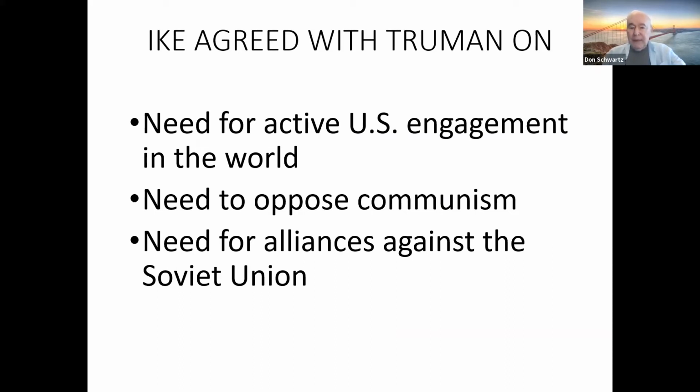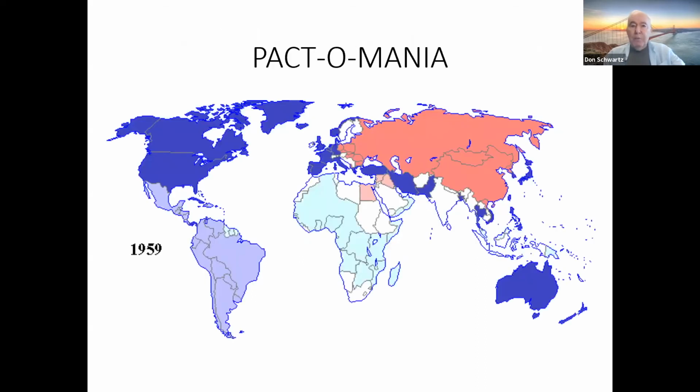Under Eisenhower, the United States engaged in what was called Pactomania. That was a strategy designed to encircle the Soviet Union and Communist China with American allies. And so the United States entered defensive pacts such as the Southeast Asia Treaty Organization, the Australia-New Zealand-US Treaty, as well as bilateral treaties with Japan, Taiwan, South Korea, Spain, and the Philippines. So you can see on this map, the United States was allied with all those countries on the map in dark blue.